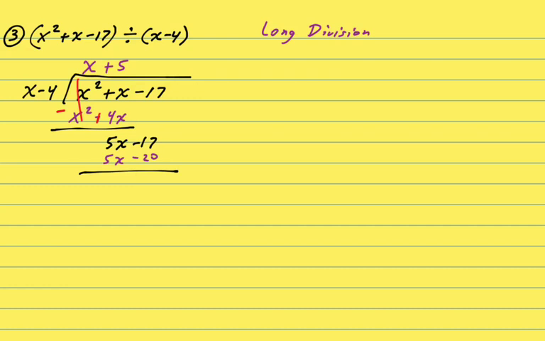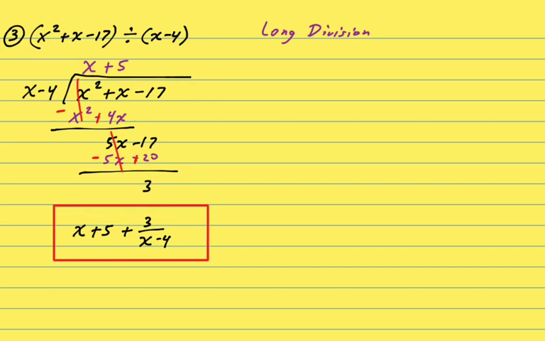Again, in division at this point, you change the signs and add. So change your signs and add. It looks to me like the remainder is 3. So you have x plus 5 plus your remainder over your divisor, which is the part out front here. Okay, that one they wanted by long division.